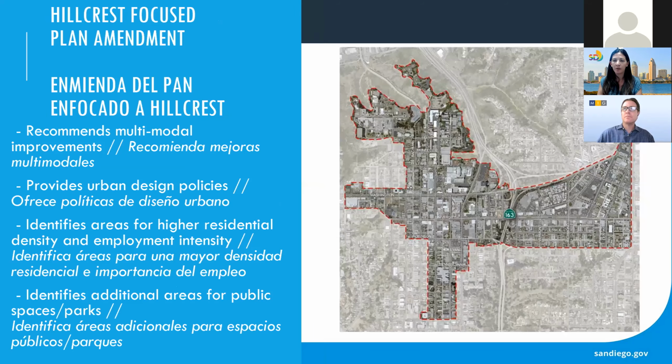The Hillcrest Focus Plan amendment to the Uptown Community Plan will address land use, mobility, public space, and cultural resources for the broader Hillcrest and Medical Complex neighborhoods. The amendment will recommend multimodal improvements to strengthen connections within the community, provide urban design policies, identify areas for higher residential density and employment intensity near transit, identify public space and park opportunities to connect people to businesses, services, and places to recreate, and to preserve historic resources and celebrate the LGBTQ community.